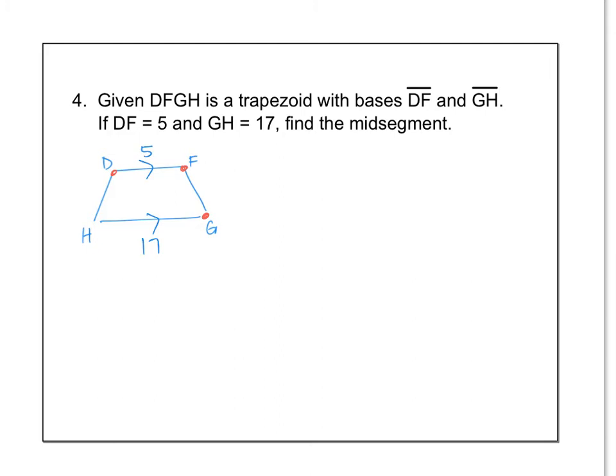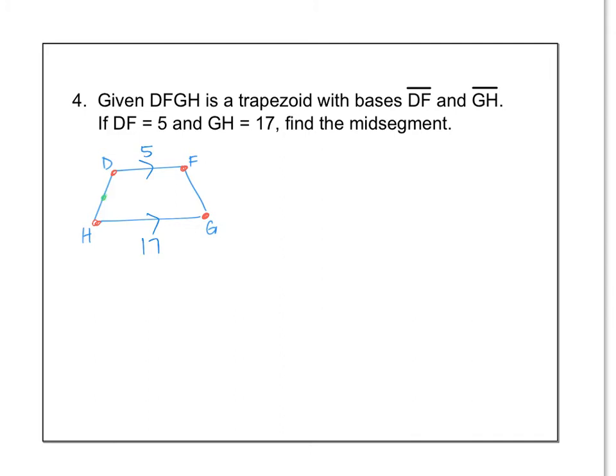So DFGH went around in a clockwise motion. It doesn't really matter if you go clockwise or counterclockwise, but once you start labeling your shape, you have to finish in that same direction. Go around it. We're supposed to find the midsegment.